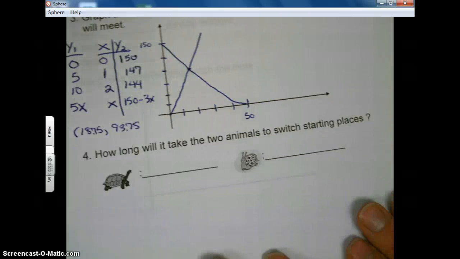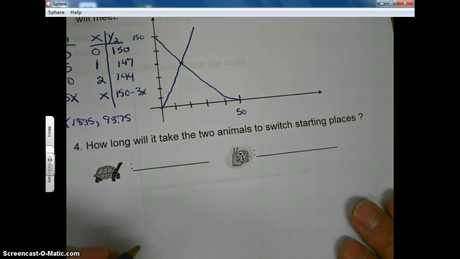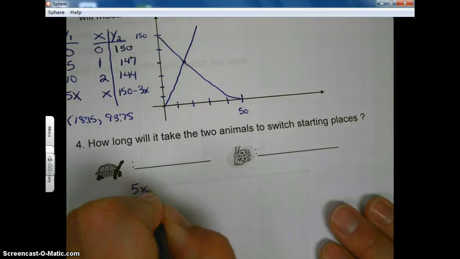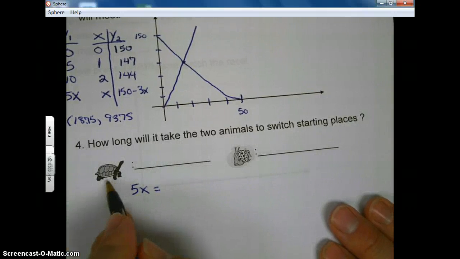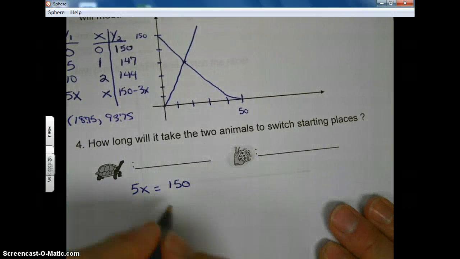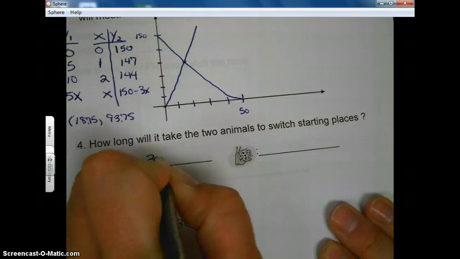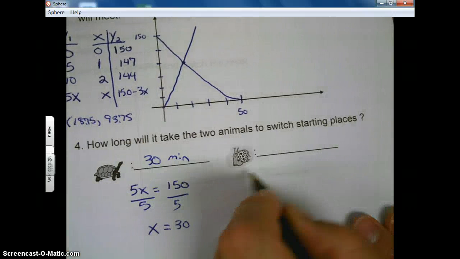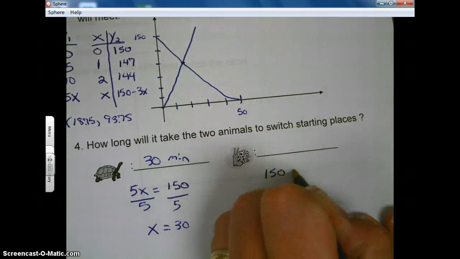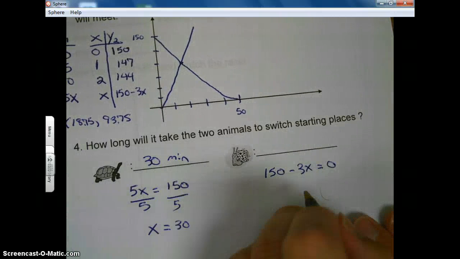It says, how long will it take the two animals to start to switch places? Okay, so we set 5x. We want the tortoise to be at 150 meters from the tree. So it's going to take the tortoise 30 minutes. We want the snail to be where the tortoise was, so we set 150 minus 3x. We want it to be 0 feet from the tree.